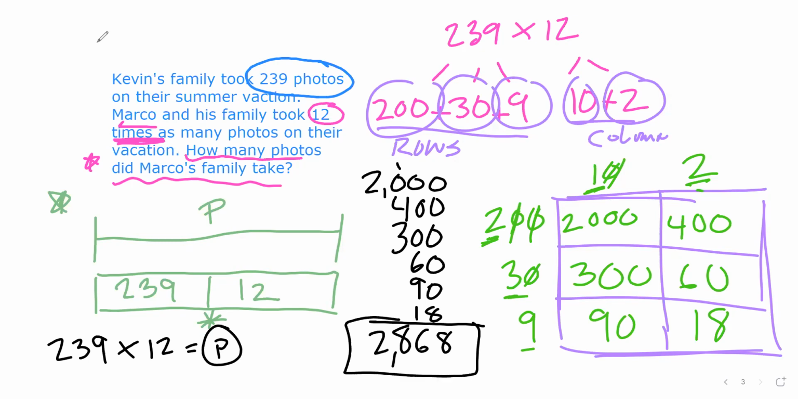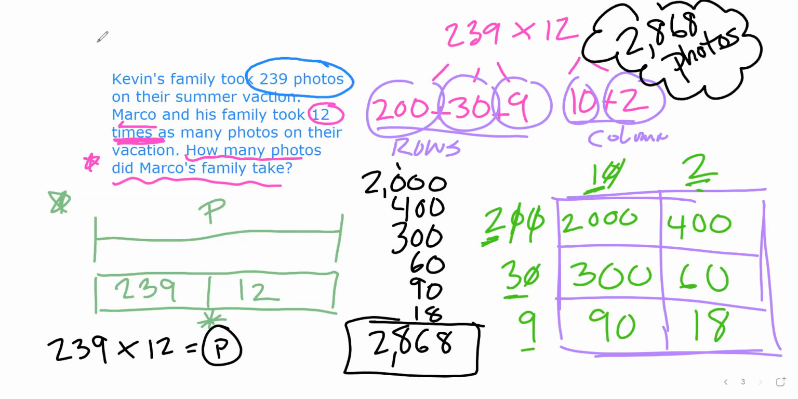Now I need a labeled answer. Gosh, where are we going to put that? Let's put it over here. And that labeled answer is that Marco's family took 2,868 photos. And then I'm going to make this very clear that this is the answer I want someone to see. Answer. Okay, so there you have it.